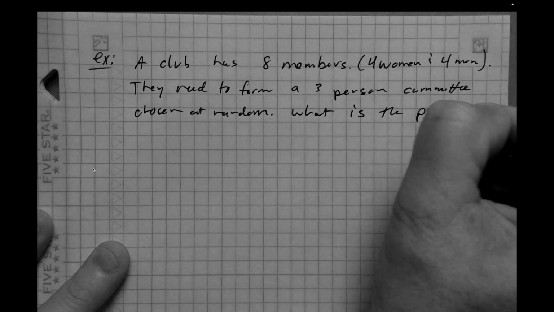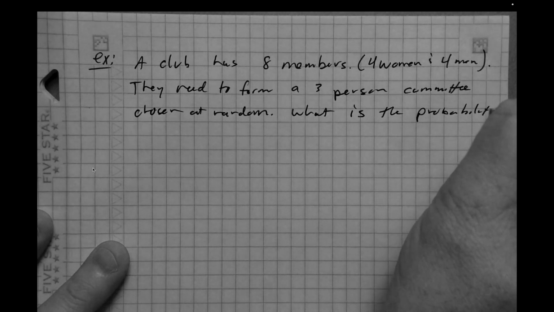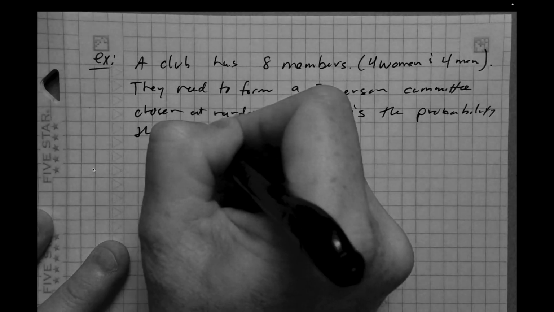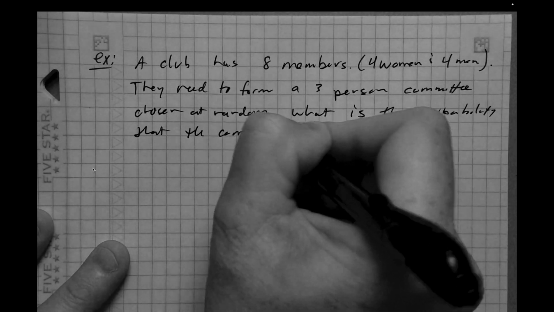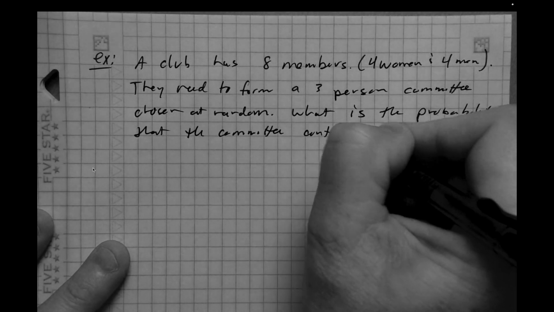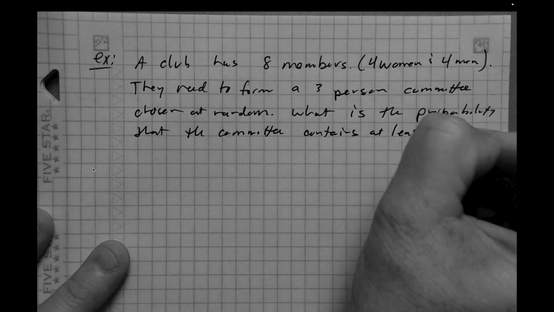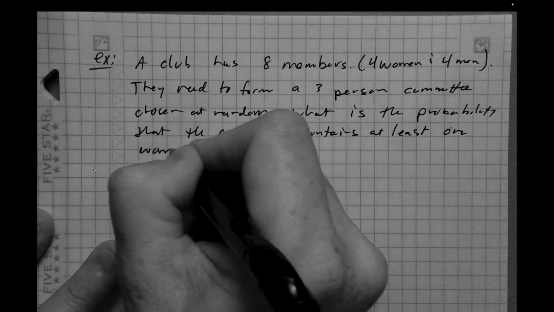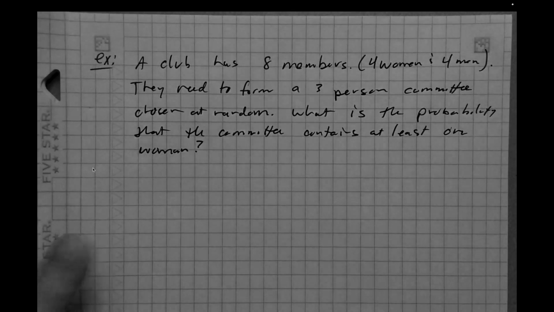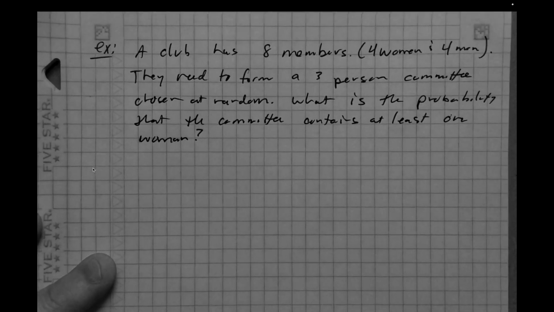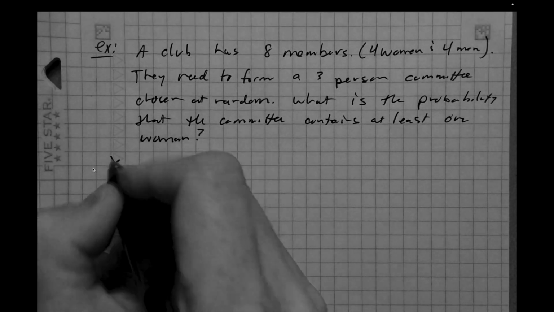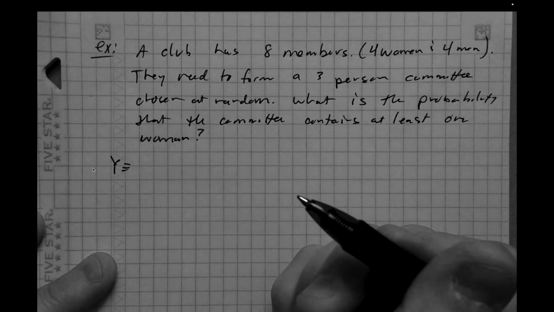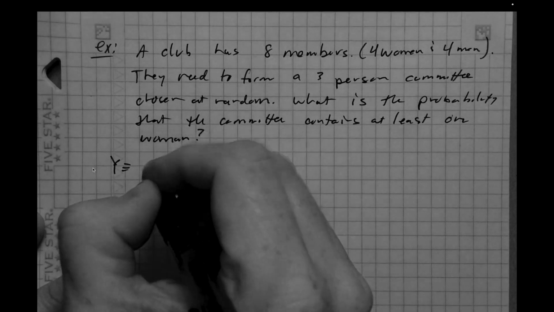What is the probability that the committee contains at least 1 woman? All right. Let's think about this in terms of a random variable. You don't have to do it this way, but let's do it just for practice. Let's let y equal the number of women on the committee.